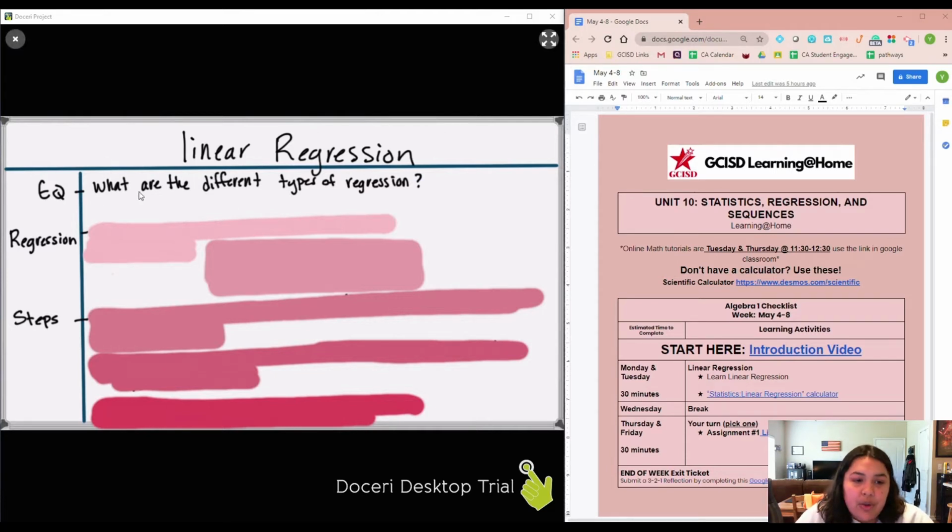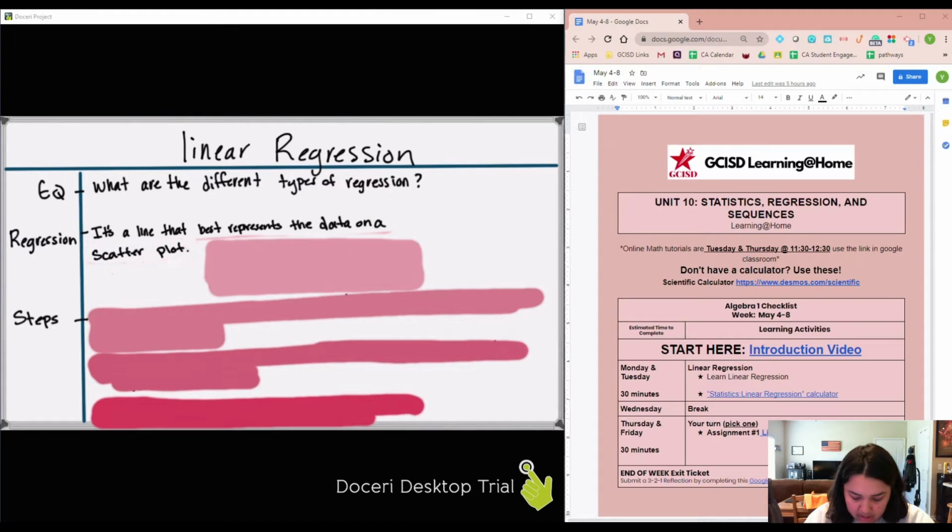First, our essential question is, what are the different types of regression? Let's talk about what regression is. Regression is the line that best represents the data on a scatter plot. A scatter plot is basically like an XY graph with different points everywhere. Linear regression, you guys know it as the line of best fit. That's also a different name for it.